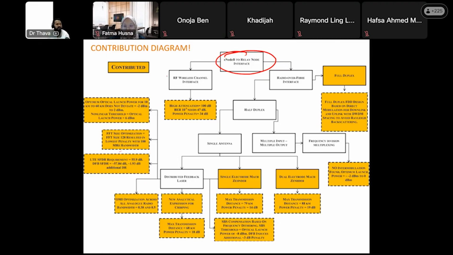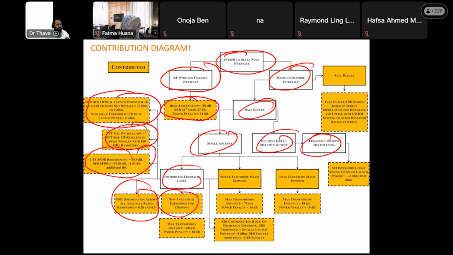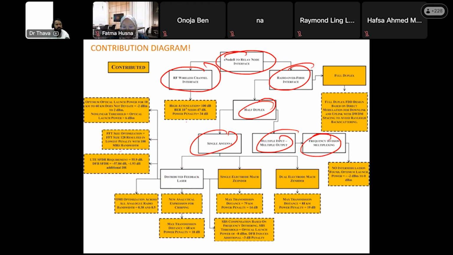So this is the main topic, and then these are the subtopics that I broke down and detailed out. From all of this, whatever contributions I achieved are highlighted in orange boxes. That's what I've done here. All these orange boxes are basically my contributions.